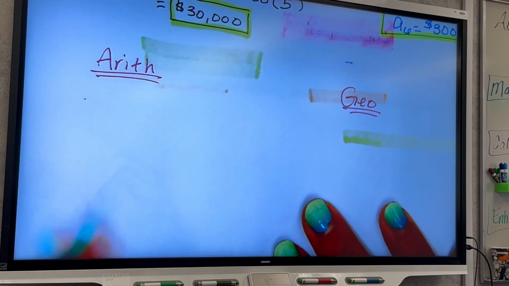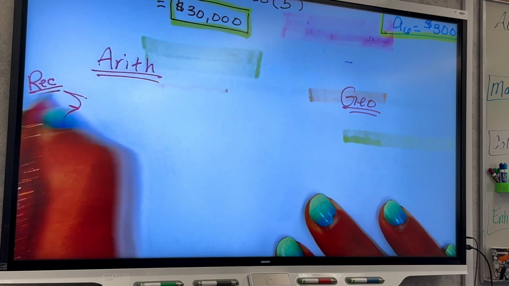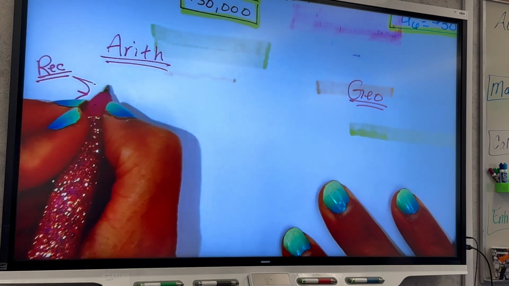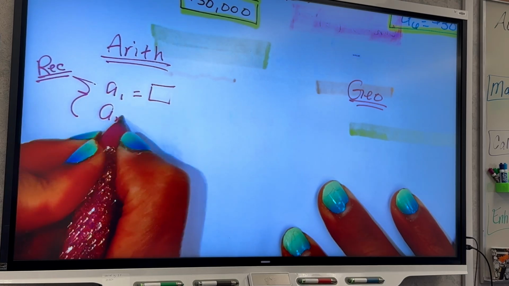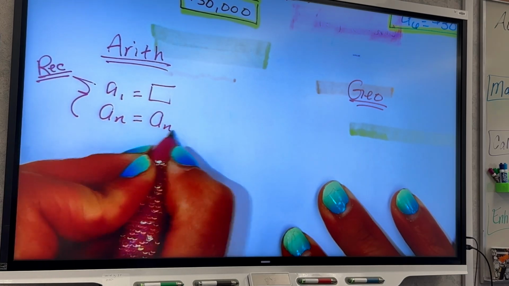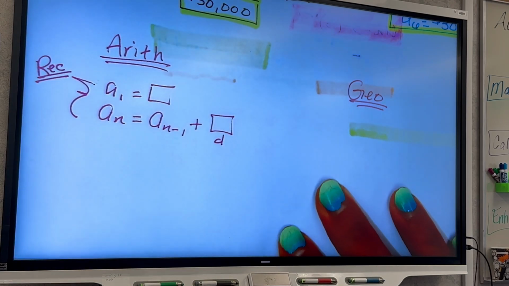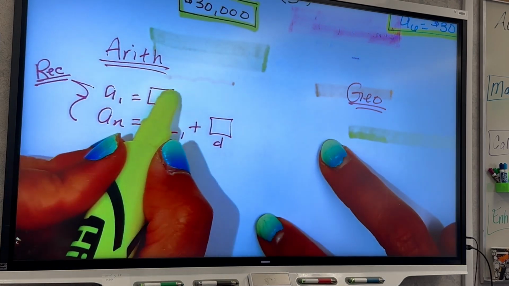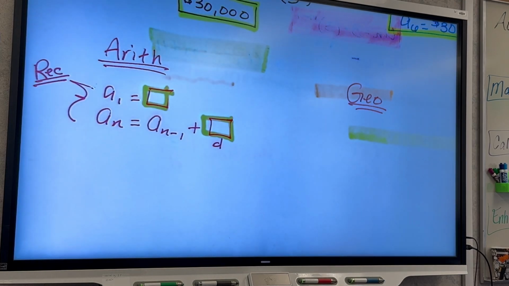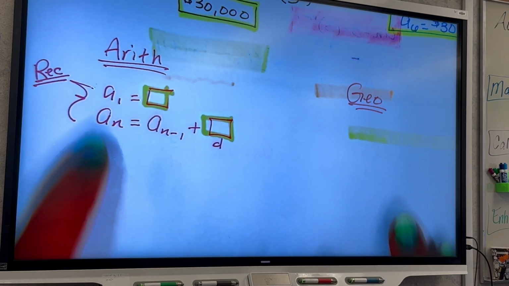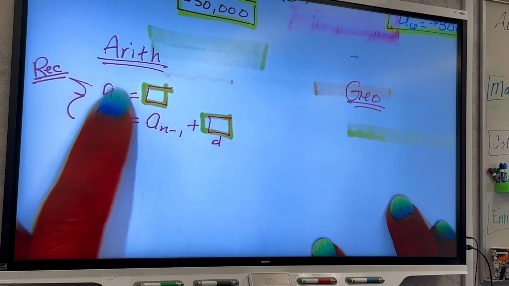So for arithmetic, you need to remember the recursive. I'll just put REC for recursive. You need to know that you have to list whatever the A1 is, and then A sub n equals A sub n minus 1 plus whatever the D is. Remember, you always just plug in the A1 and the D for the arithmetic recursive formula. The A1, the A sub n, the A sub n minus 1, that all stays the same.